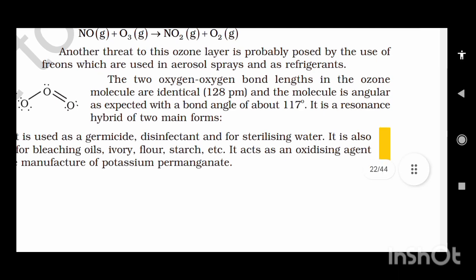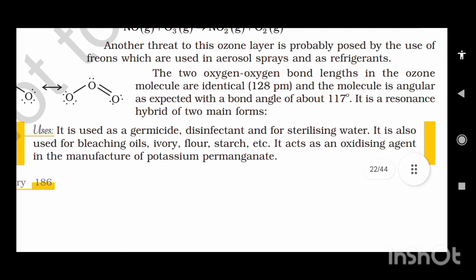It is a resonance hybrid of two main forms. Uses. It is used as a germicide, disinfectant, and for sterilizing water. It is also used for bleaching oils, ivory, flour, and starch. It acts as an oxidizing agent in the manufacture of potassium permanganate.